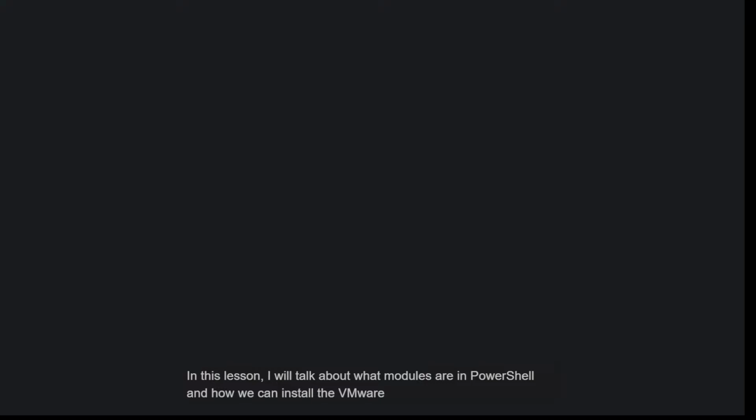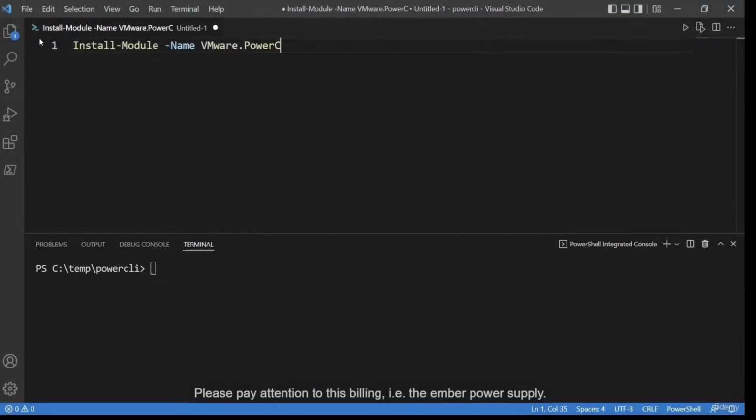On the other hand, there are already existing modules for applications such as Microsoft 365, Azure, Group Policy, the Microsoft Exchange Server, and also for VMware products. The module we need for this course is called VMware PowerCLI. We can install it by calling the install module commandlet and passing it the name of the module with the parameter name. Please pay attention to the spelling, i.e.